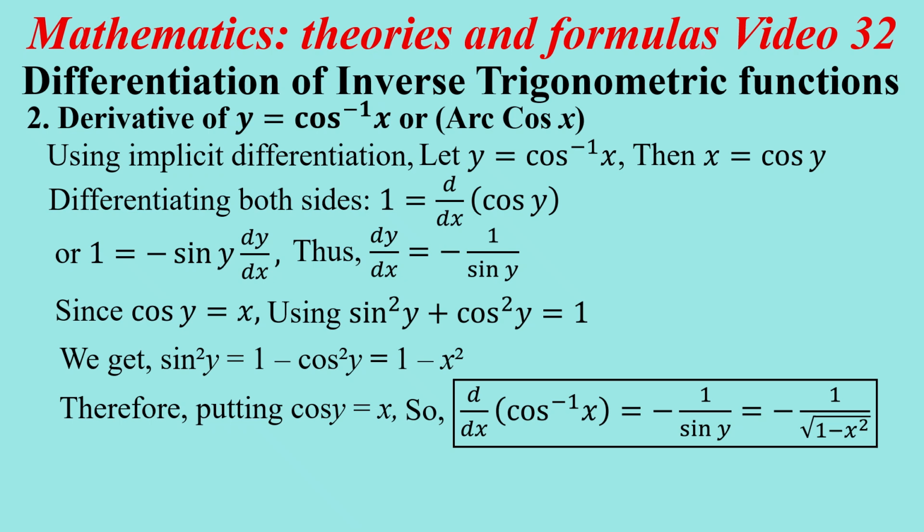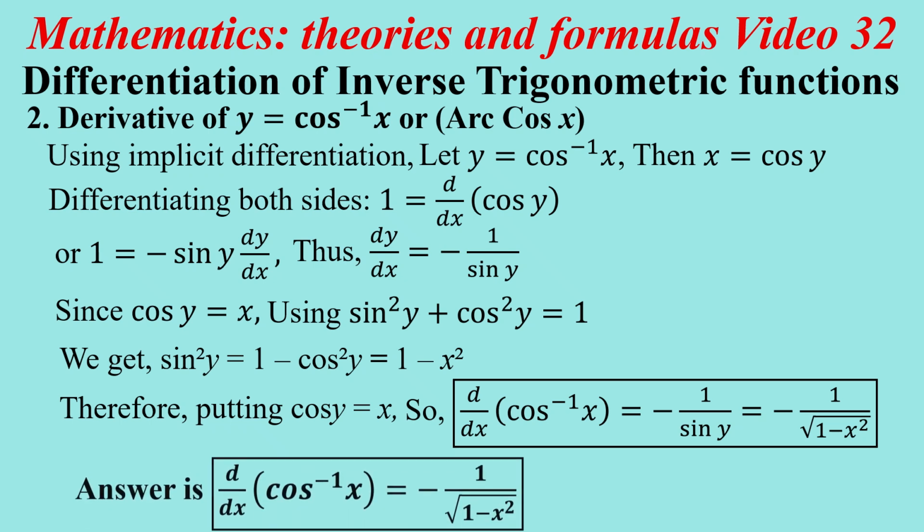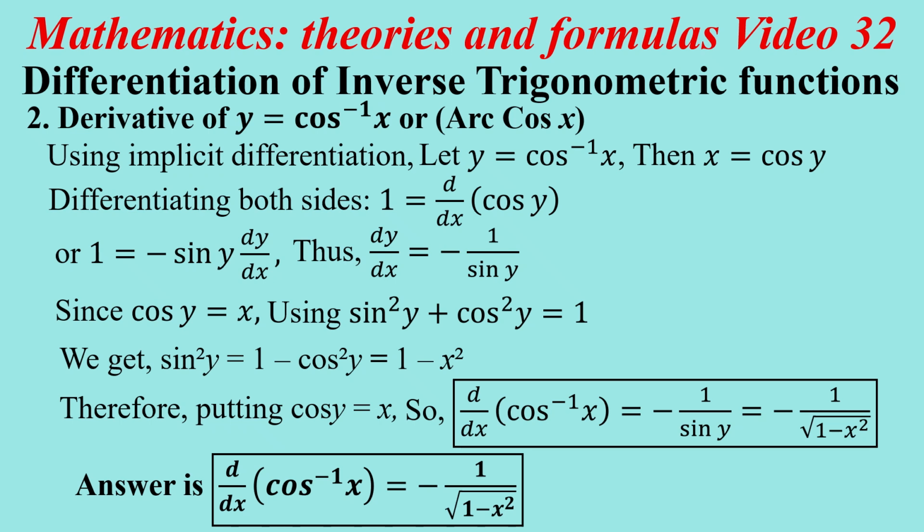So the derivative of cos inverse x with respect to x equals minus 1 by sine y, which equals minus 1 by root under 1 minus x square. Finally, we get the derivative of cos inverse x with respect to x equals minus 1 by root under 1 minus x square.